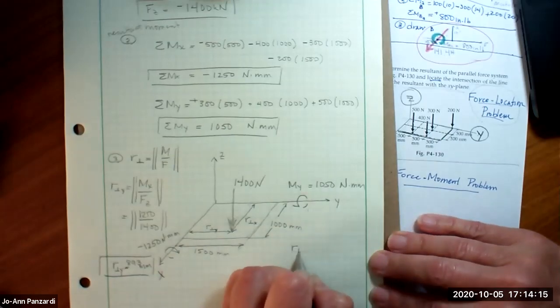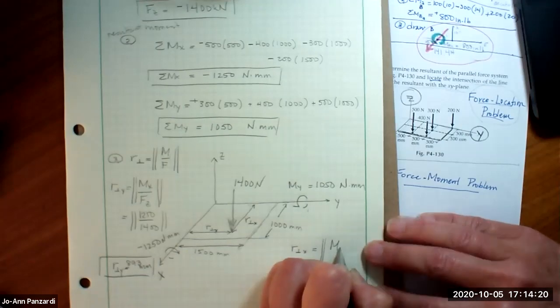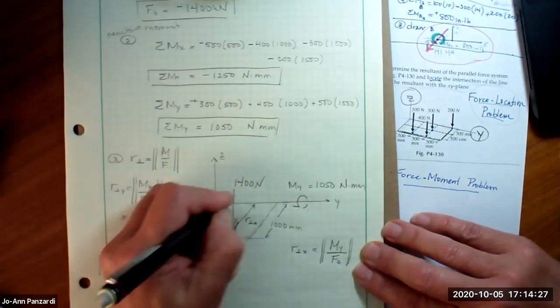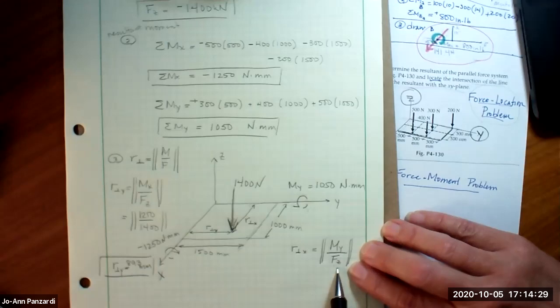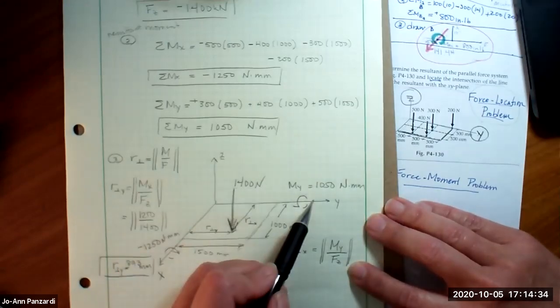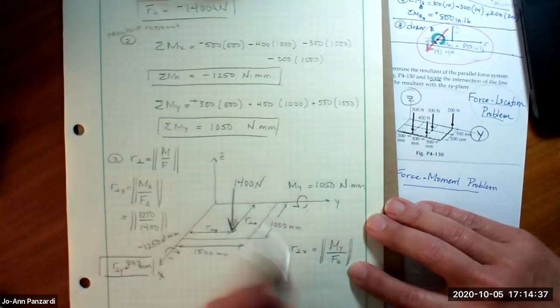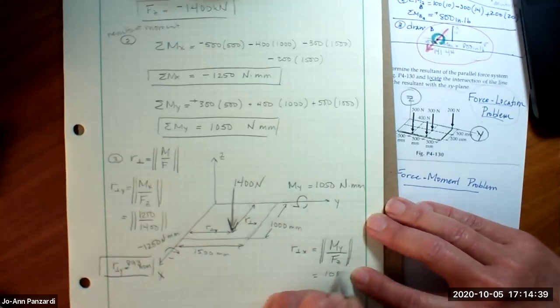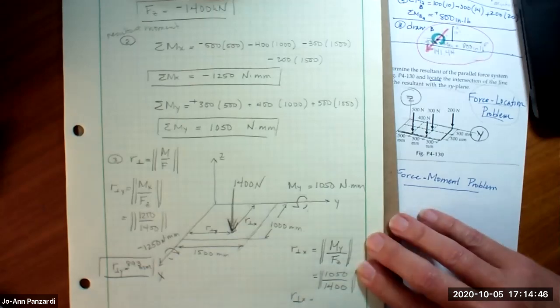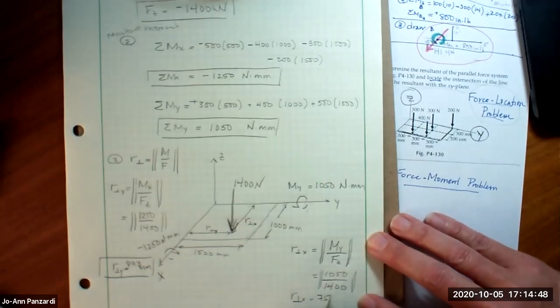And then the perpendicular distance in the x is going to be equal to the moment about the y over the force in the z. Again, we know the force is in the z. We're trying to find this perpendicular distance in the x. Wouldn't you say that to find this moment, it would be 14 times this? So this turns out to be 1050 over 1400. And perpendicular x turns out to be 750 millimeters.